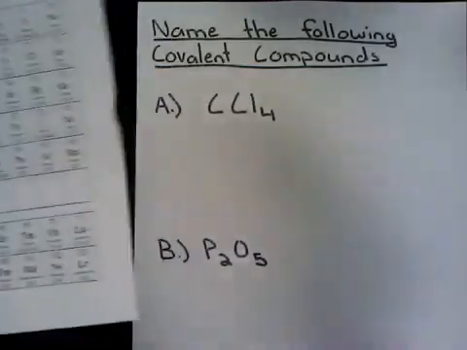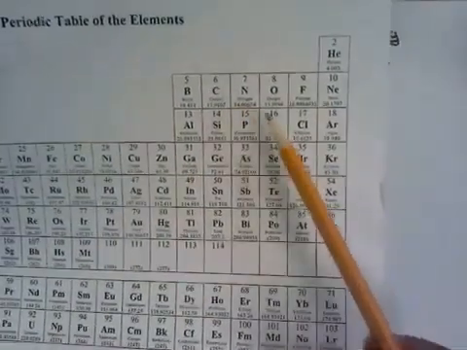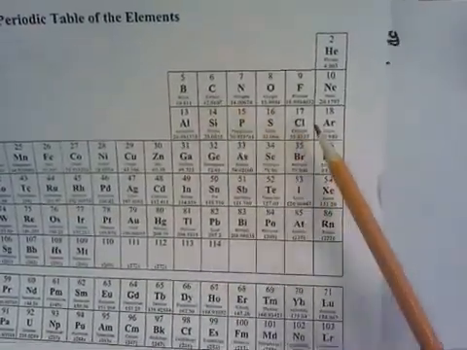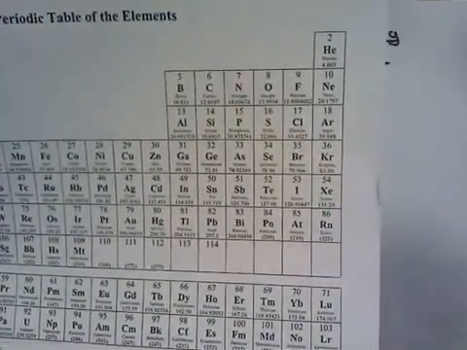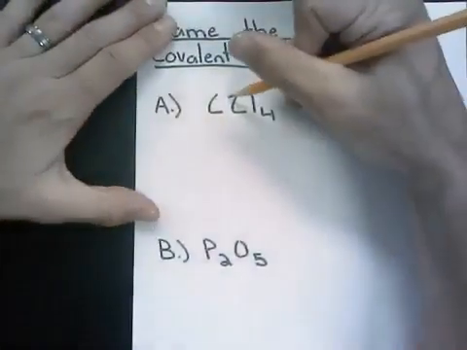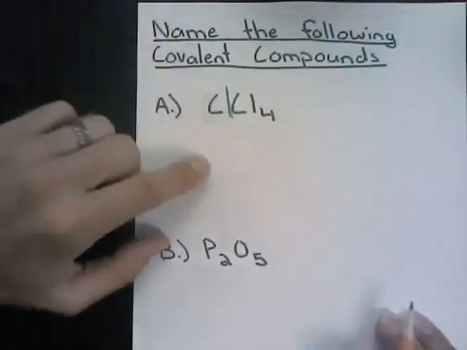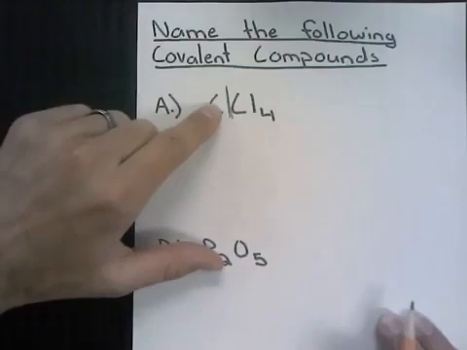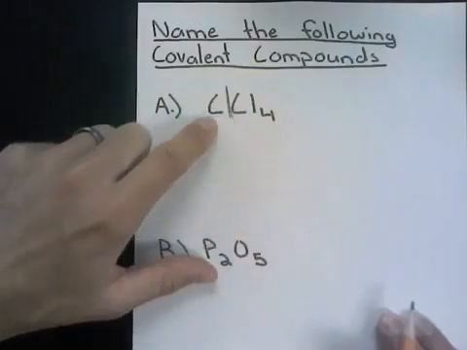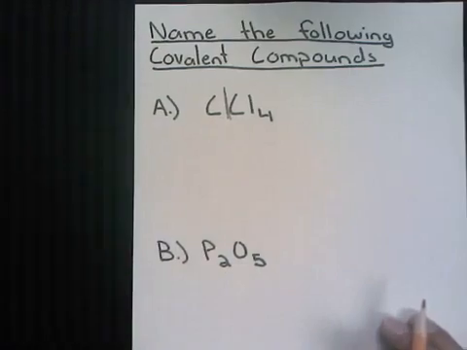Well, if we look up C and Cl, notice how they're both on the right-hand side, and they're both nonmetals. So that's that first indication. The next thing that I do is I divide the elements involved in the compound. So I have C and Cl4. Remember that capitalization indicates the start of a new element.